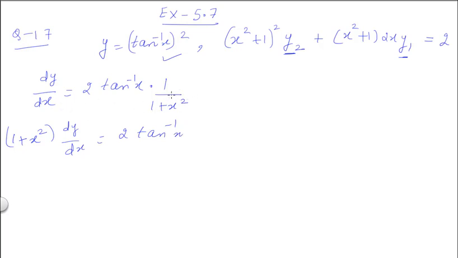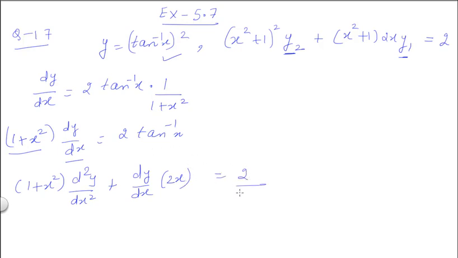Now we'll differentiate it again with respect to x because we have to reach the second order derivative. Here there are two functions: 1 plus x square is the first one, dy by dx is the second one. Now we will apply the product rule here. 1 plus x square as it is, differentiation of dy by dx will become d square y by dx square, plus dy by dx as it is, differentiation of 1 plus x square is 2x, equals differentiation of 2 tan inverse x, which is 2 upon 1 plus x square.